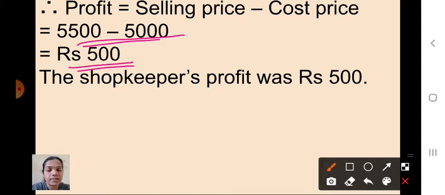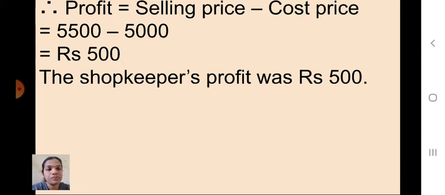So children, first you have to write what has been given in your sum. Afterwards you have to compare the cost price and selling price. Through that you will know whether there is a profit or loss. Then you have to write the formula that applies, and you have to find the answer. I hope you understood this one. Shall I go to the next one now?